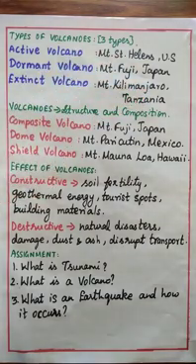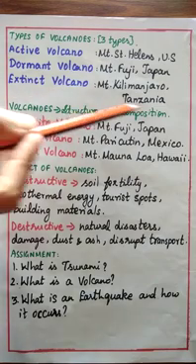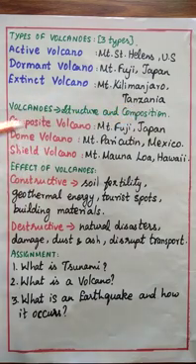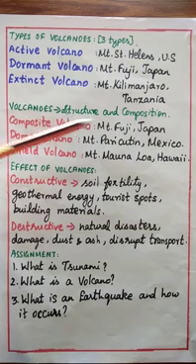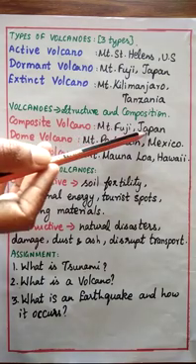Next, volcanoes are also divided according to structure and composition. Under this there are three types: composite volcano, dome volcano and shield volcano. A composite volcano is a strata volcano, a conical volcano built of many layers of hardened lava and volcanic ash. Mostly this type of volcano is found in the Pacific Ocean region. For example, Mount Fuji in Japan.